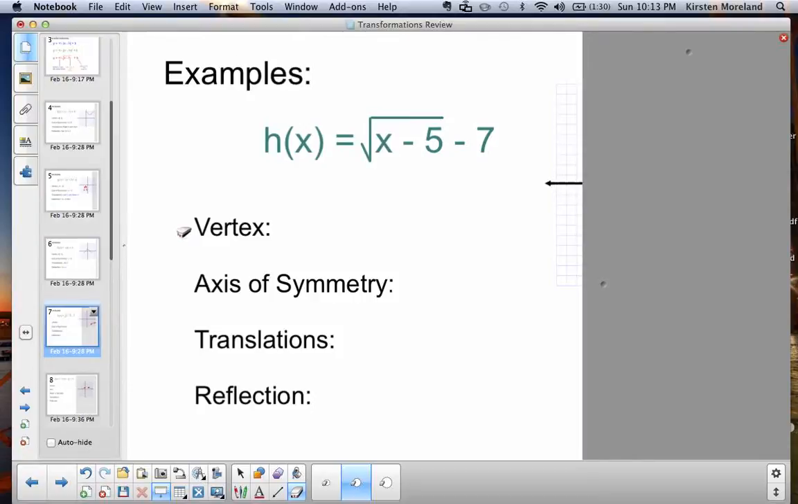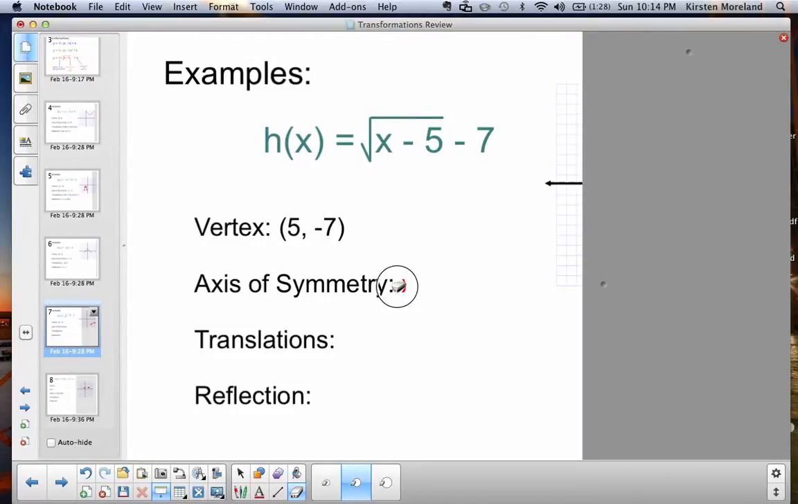Alright, and now we move on to the square root function. This is what I call the swimmer's arm. It's like you're swimming with one arm. So the vertex here, the inside is a negative 5, which means the vertex is really at a positive 5, and the outside is a negative 7. So my vertex is at (5, -7).